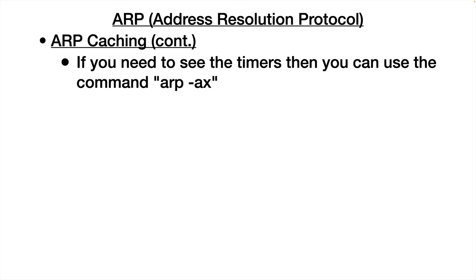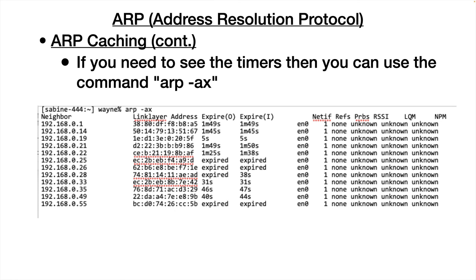If you care about the timers, you add an x option to the command. So arp -ax will give me something that looks like that. So you can see that some of them are expired and haven't been removed yet. Some of them have anywhere from like 5 seconds to 1:49 to go. So if you need the timer information, this is how you get the timer for entries in the ARP cache.